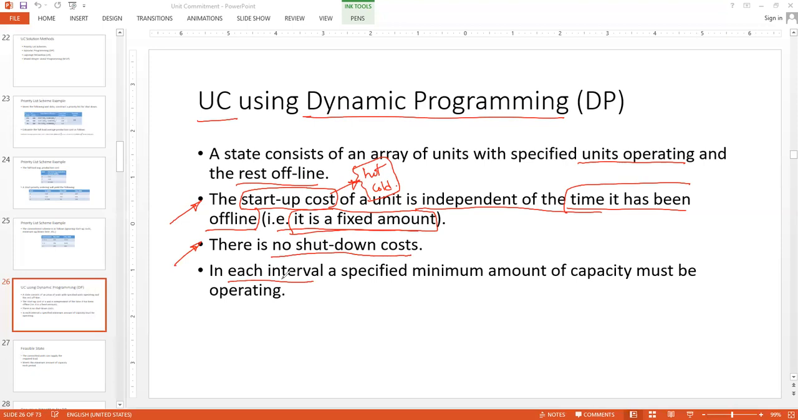Okay, so in other words, we cannot assume that all the units, let's say if there are 3 units, this line actually means that, well, if this is unit 3, unit number 2, and unit number 1, all of the units cannot be turned off simultaneously. Okay, so that is not a feasible state. Some capacity should be made available at each interval.